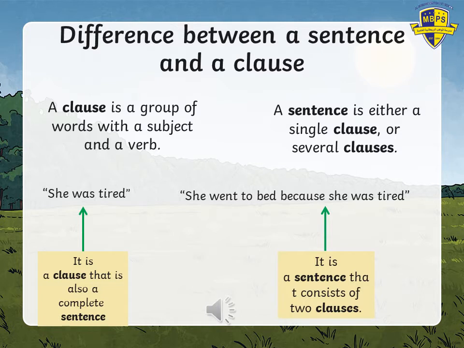For example, she was tired is a clause that is a complete sentence. She went to bed, it's also a complete thought. She went to bed because she was tired. So, how many clauses do we have here? Two clauses. She went to bed because she was tired. So, we can see this sentence consists of two clauses.